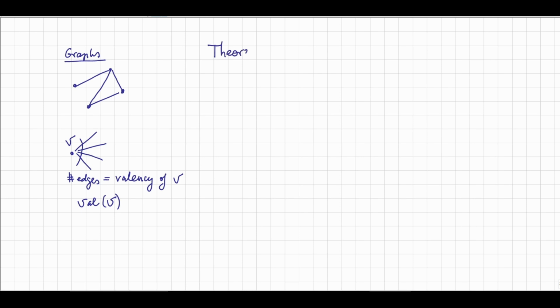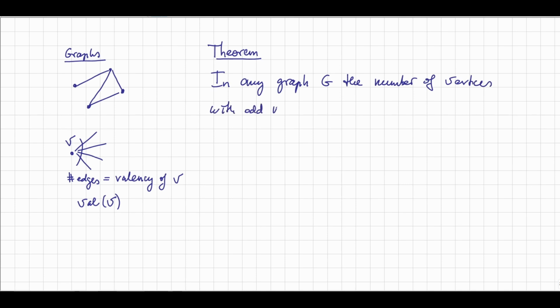Theorem says that in any graph G, the number of vertices with odd valencies is even.